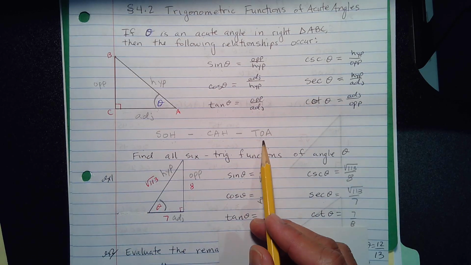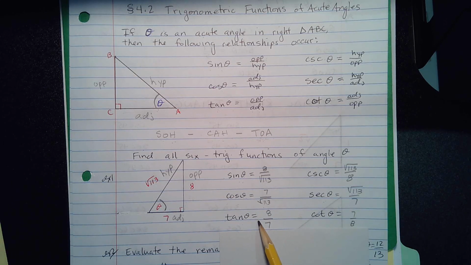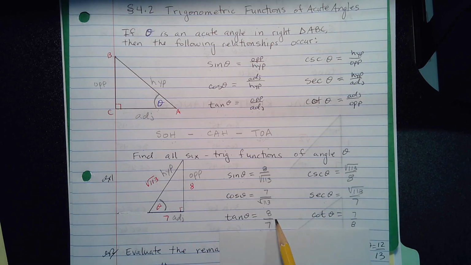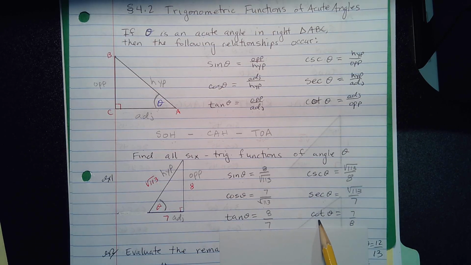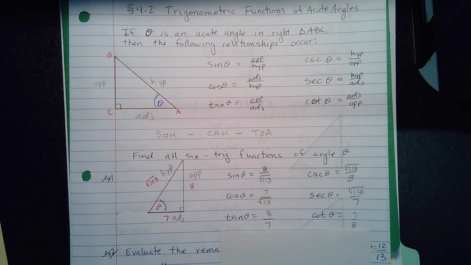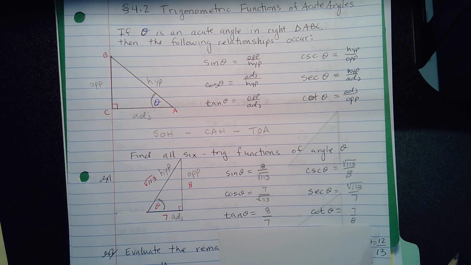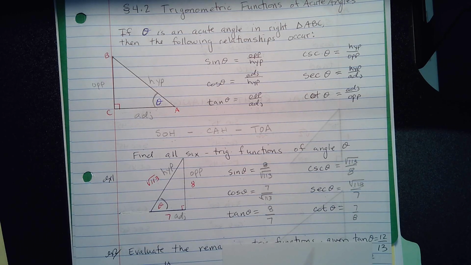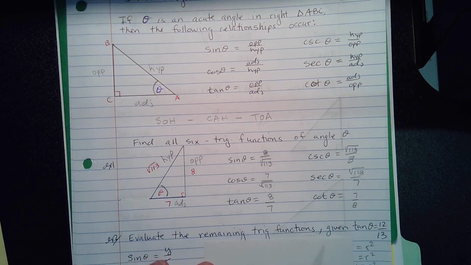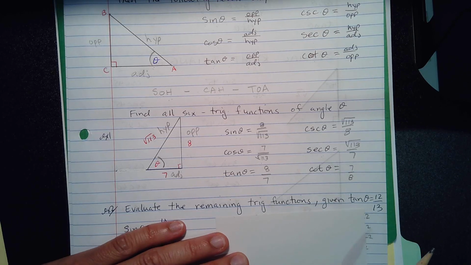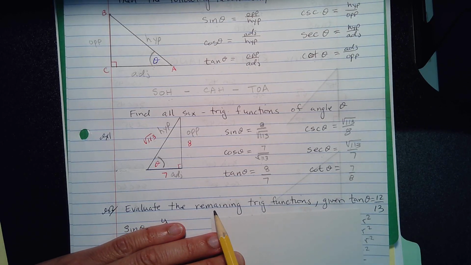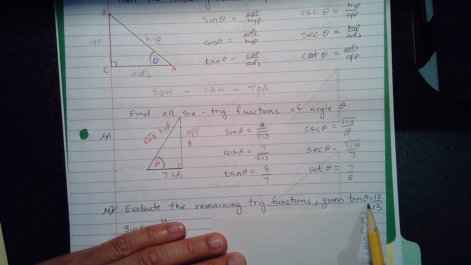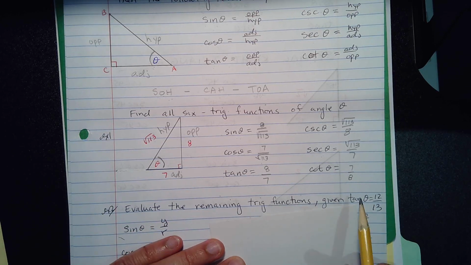Tangent, TOA. So tangent is opposite over adjacent. So opposite over adjacent, 8 over 7. Therefore, cotangent is 7 over 8. Again, because these are reciprocals of each other. All right. Next, we have example 2. Example 2 says, evaluate the remaining trig functions given tangent theta is 12 over 13.